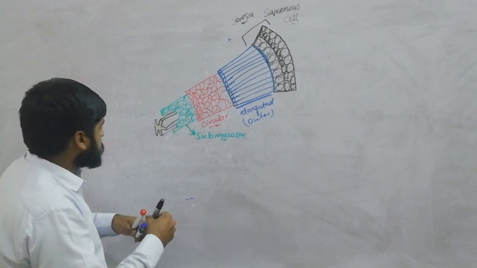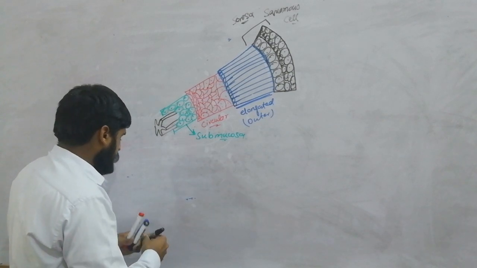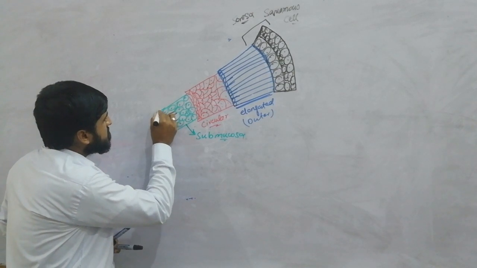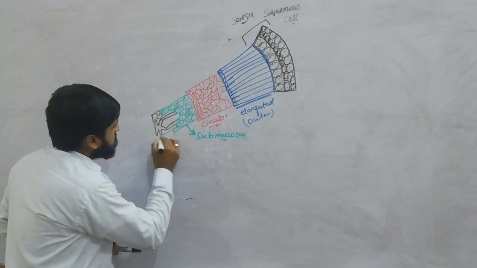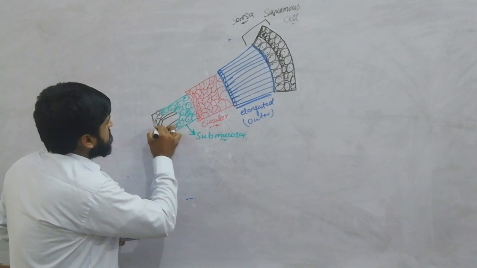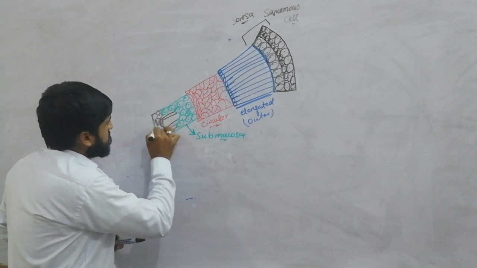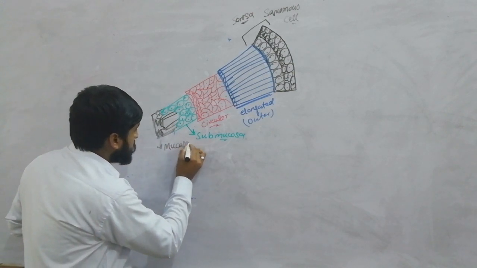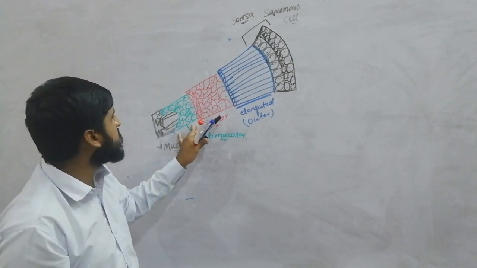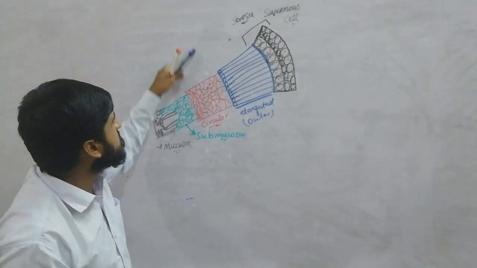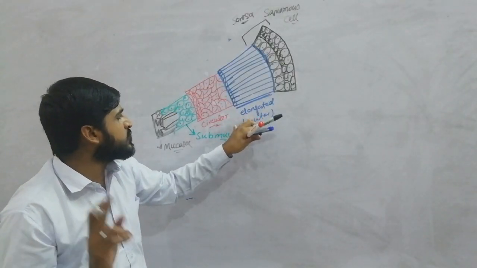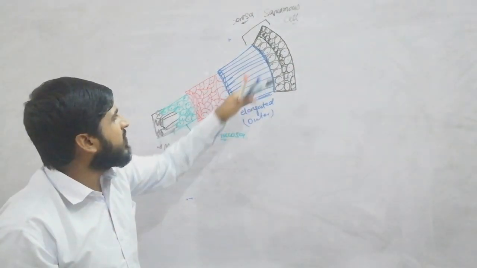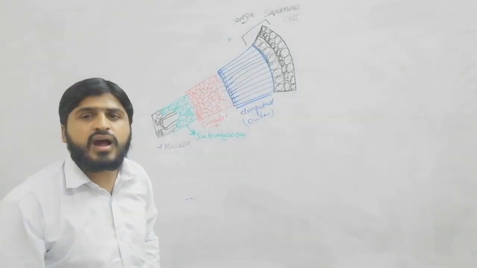So at the end, this is the mucosa, then submucosa, and then the muscularis. Muscularis contains two layers, a double layer, outer elongated and inner circular, while at the end the most outer layer is called serosa.